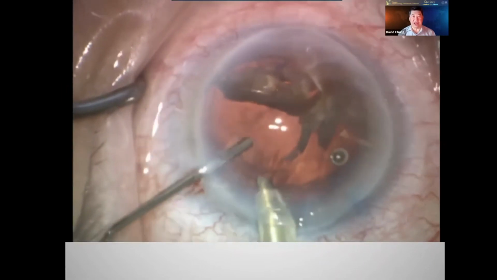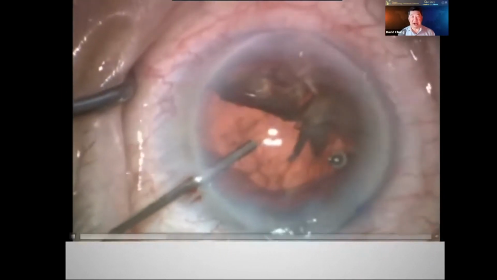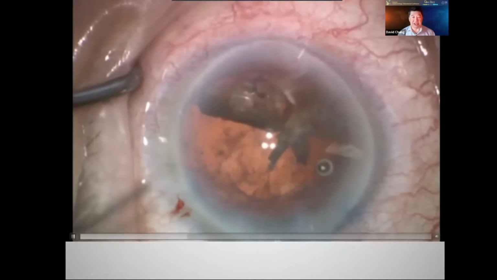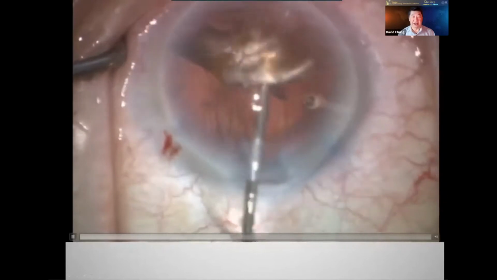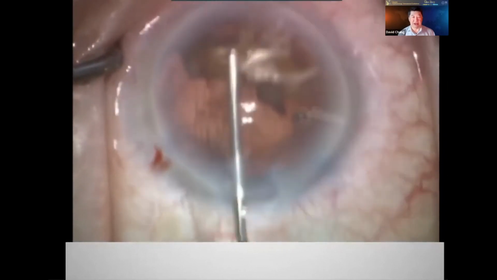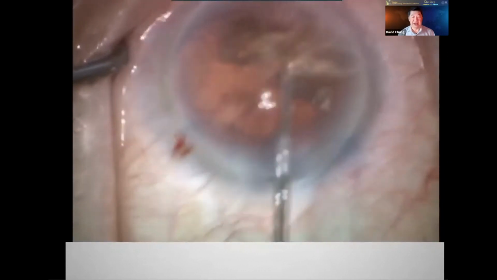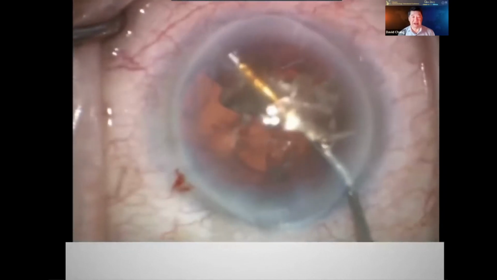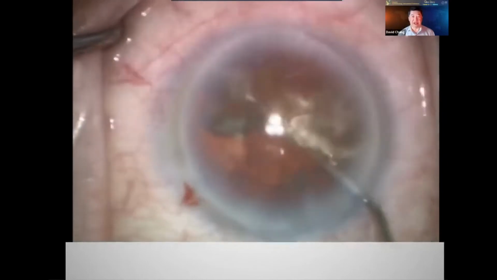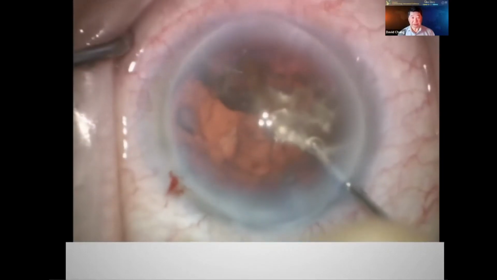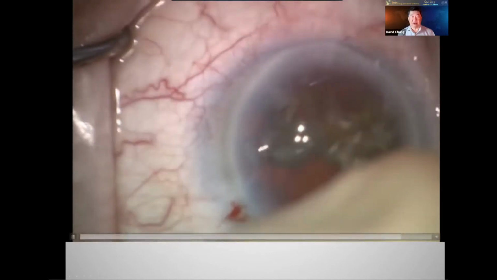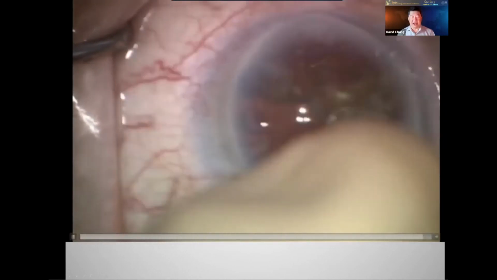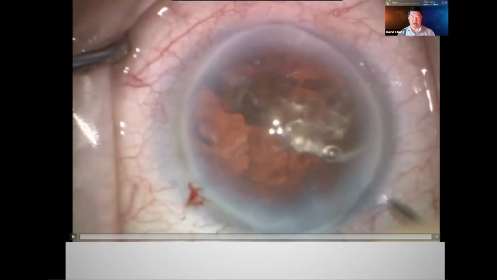We've got all these fragments, but I have now stopped and I'm putting in viscoelastic because there is a posterior capsule rent. So first of all, I'm going to try to elevate these pieces away and get a better view of what's going on. Lots of dispersive viscoelastic here, which will stay in the eye. You can see that some of the pieces are mobile. I've got to worry about this one, and I have to assume there's vitreous prolapse.